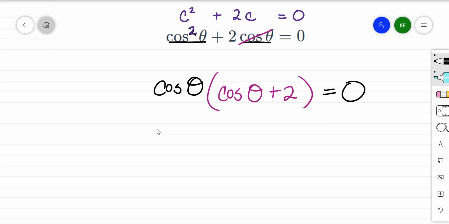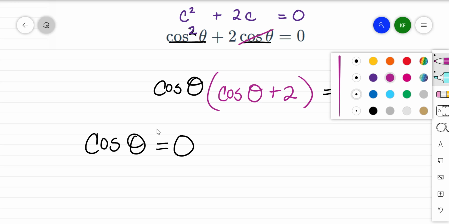So this is just like factoring, where you're going to take each part of the equation and you're going to break it up using multiplication and set each part equal to 0.